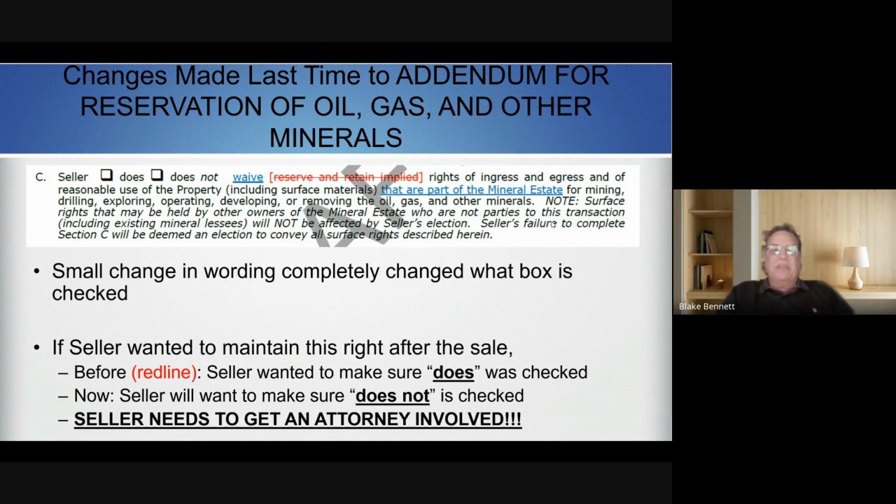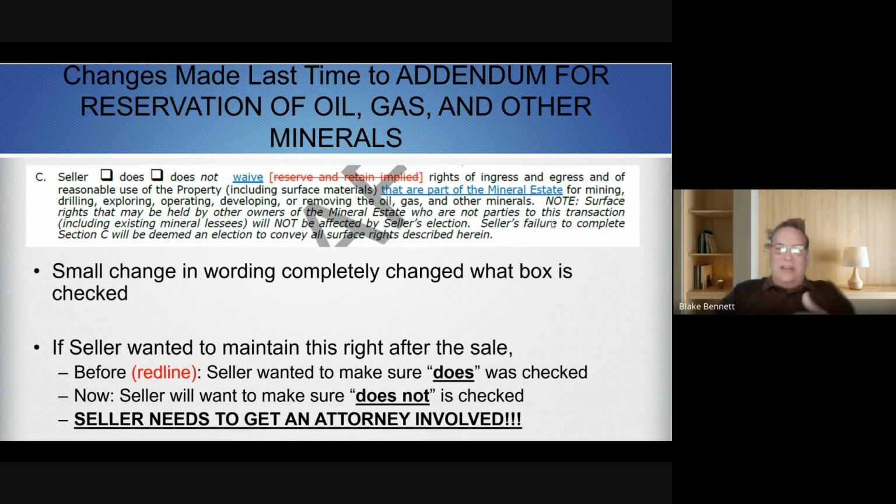The meaning is, let's read this from the standpoint of the seller does, and let's read the red line first. Seller does reserve and retain implied rights of ingress and egress. Now, after the red line, if you read, seller does waive the rights of ingress and egress. So they completely took this addendum and they flipped the meaning, completely flipped it, just based on the wording.